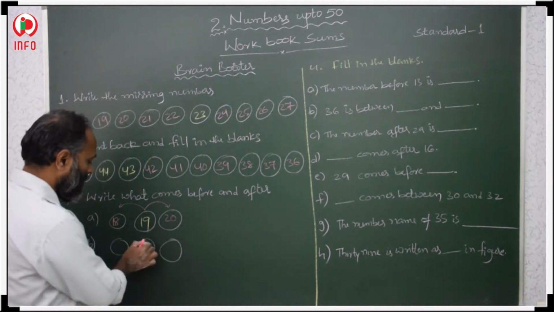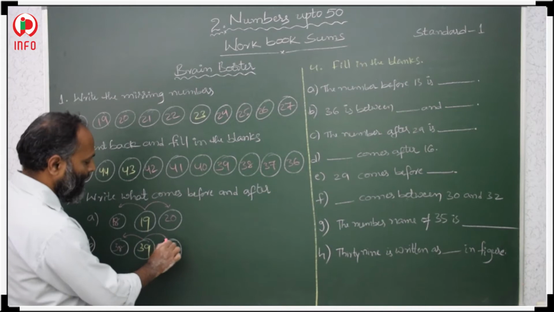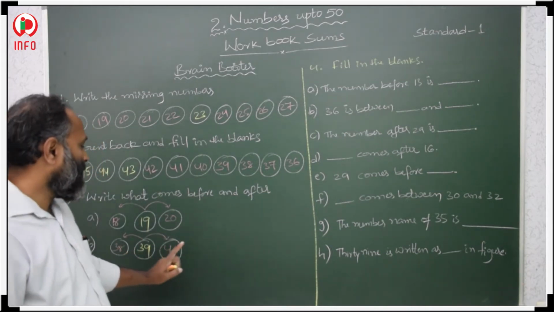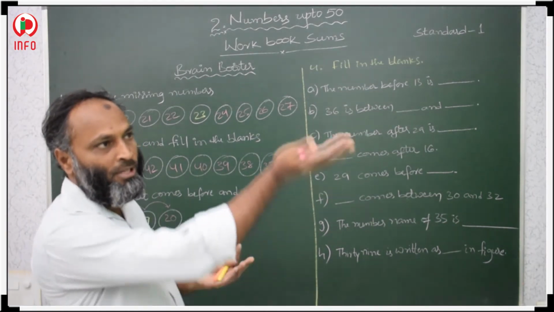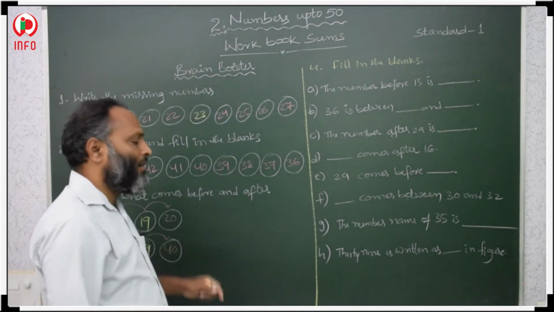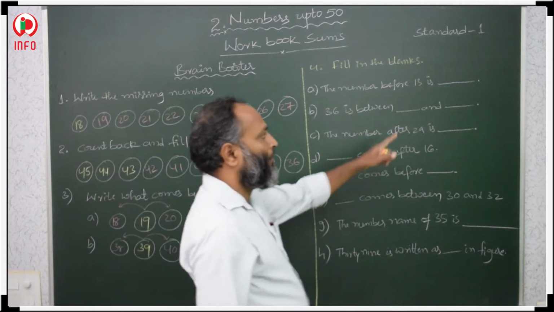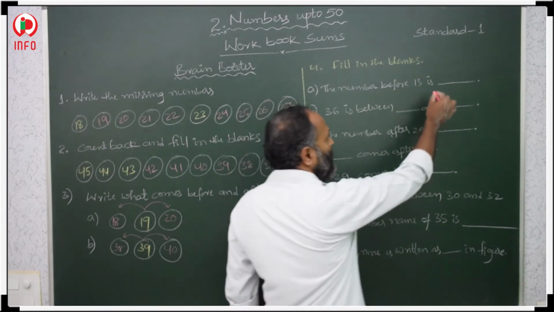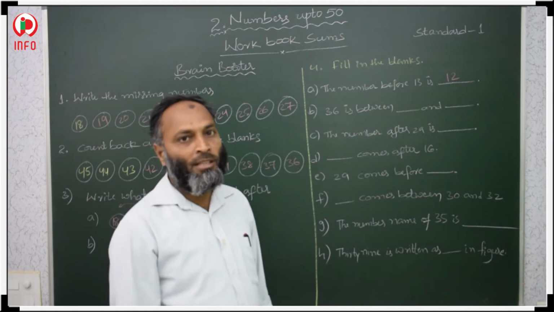So before 39 is 38, and after 39 is 40. So 38, 39, 40. In this way we have to write the before number, then the after number. Before means what comes before, and what comes after we also have to write. Next, the number before 13: what will come before 13? 12. 13 before is 12.